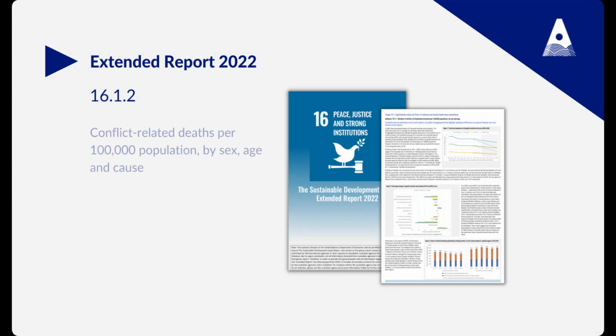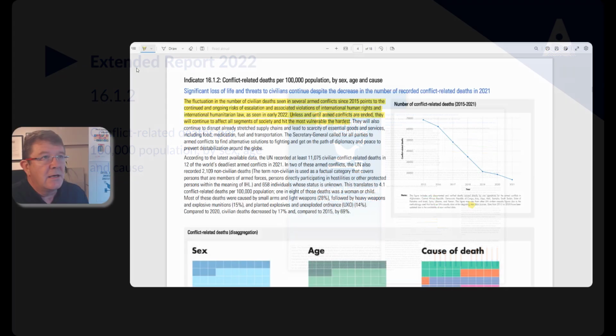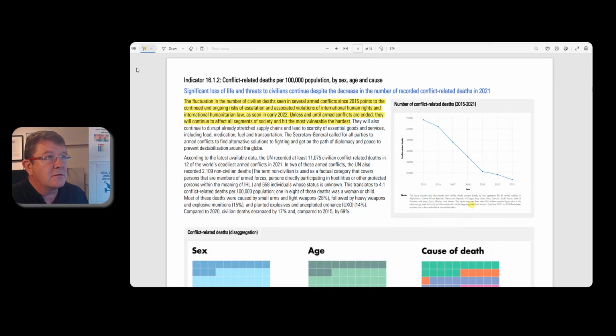Indicator 16.1.2, conflict-related deaths per 100,000 population by sex, age and cause. Significant loss of life and threats to civilians continue despite the decrease in the number of recorded conflict-related deaths in 2021. If you look at the statistics there is a very significant and good result there, that from 2015 to 2021 the number of deaths reduced from just under 70,000 to just over 10,000, which is encouraging, but of course that's to do with all the conflicts that were ongoing at the time.